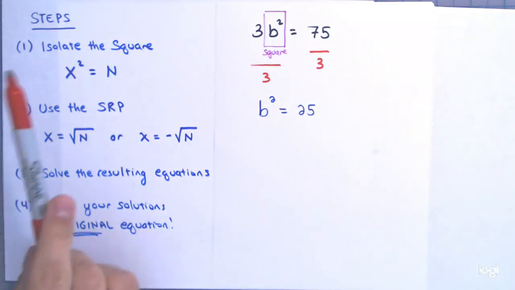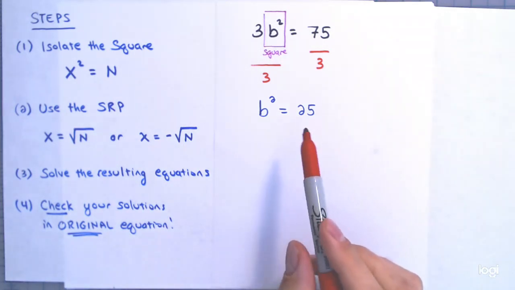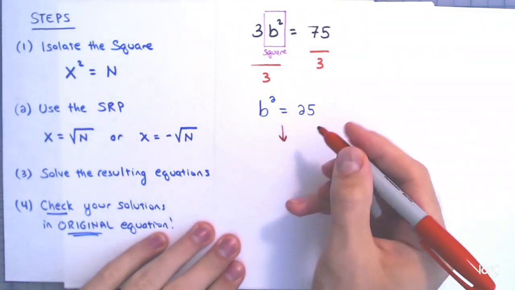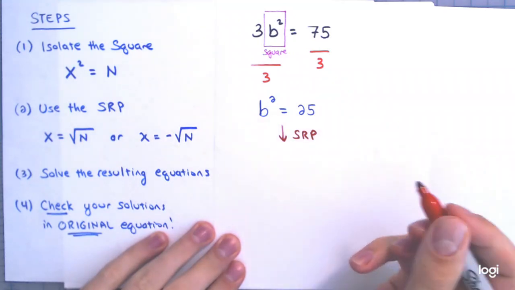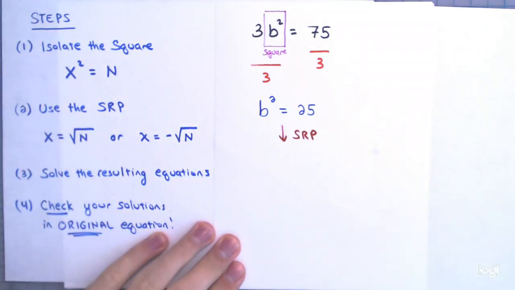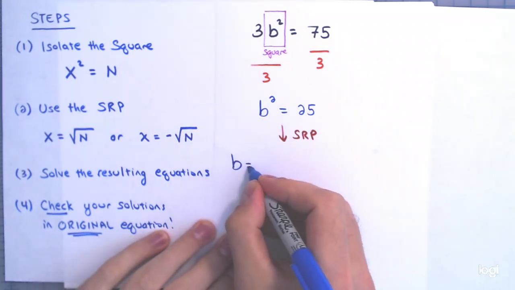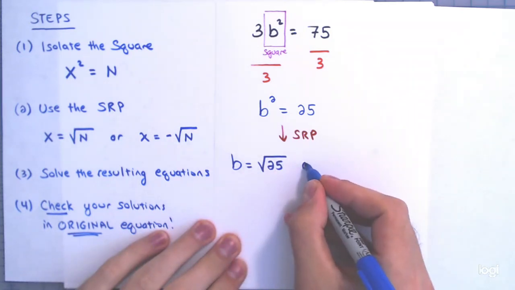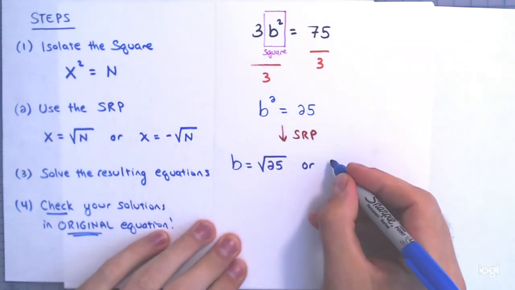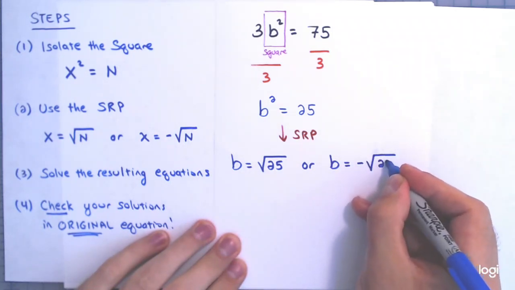And now I have it in the form that I wish: the square on its own side equals some real number on the other side. And then we apply that square root property. Just going to put SRP, square root property. By the square root property, this will be a true statement if b is the positive square root of 25, or the principal square root of 25. Or this will also be true if b is the negative square root of 25.